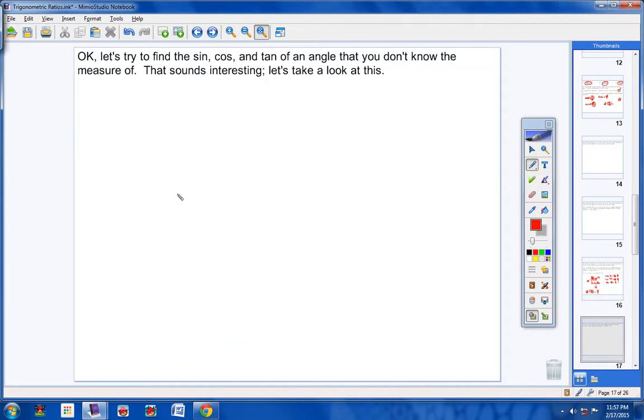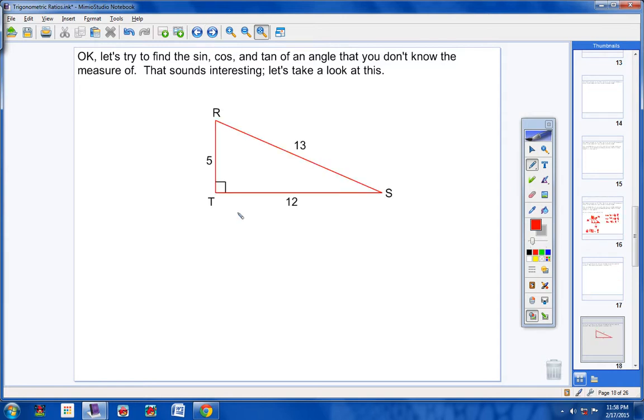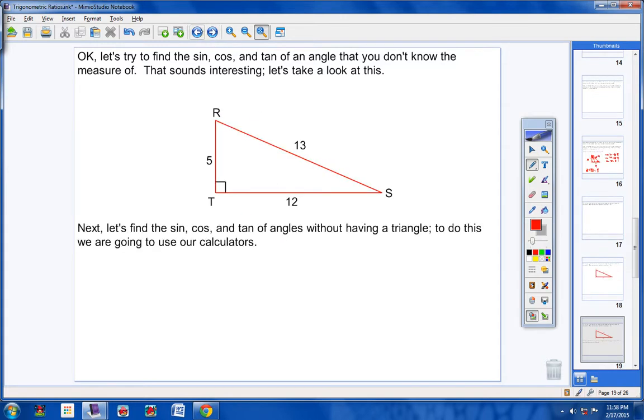Now, let's try to find the sine, cosine, and tangent of an angle that you don't know the measure of. That sounds interesting, okay? Let's take a look at this. Let's try to find the sine, cosine, and tangent of an angle that we don't know what the angle is. Alright? So please take some really, really good notes on this. Copy this triangle down, please, okay? Copy that down.